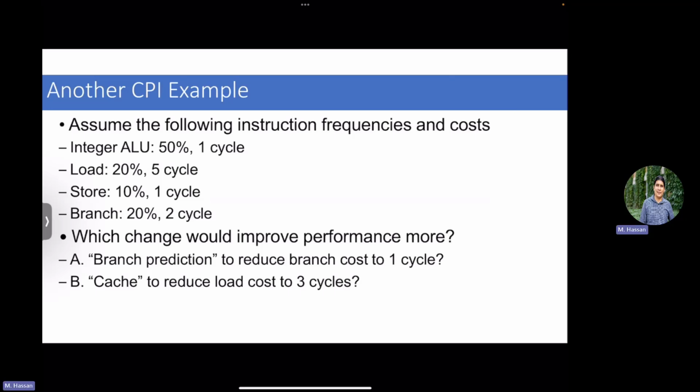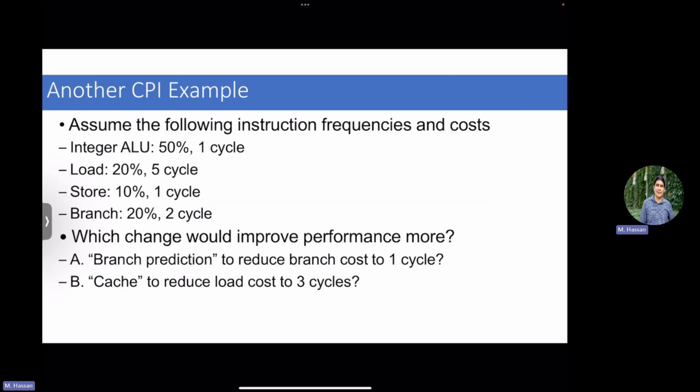And now your decision as an architect is to determine, should you decide to add a branch predictor? We'll know more about this later on. But what you need to know right now is that it reduces the branch cost from 2 cycles to 1 cycle, so it optimizes the branches by 50%. And then you can add a cache to reduce the load from 5 cycles to 3 cycles.